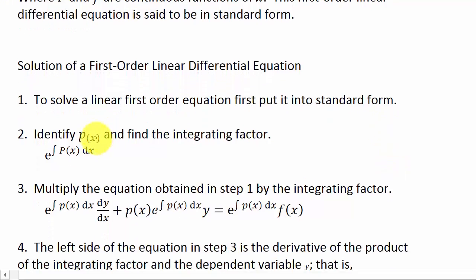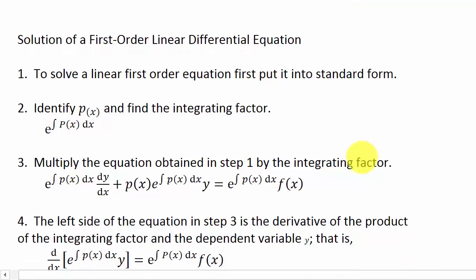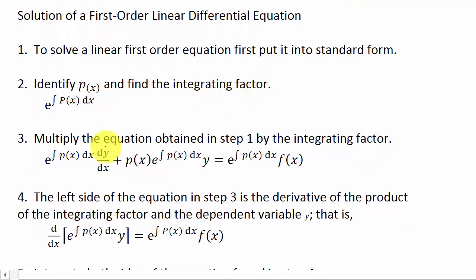Then we need to identify p of x and find our integrating factor. Our integrating factor is e raised to the integral of p of x dx. Once we find our integrating factor, we multiply the equation obtained in step 1, the standard form, by the integrating factor. You multiply each term by the integrating factor.